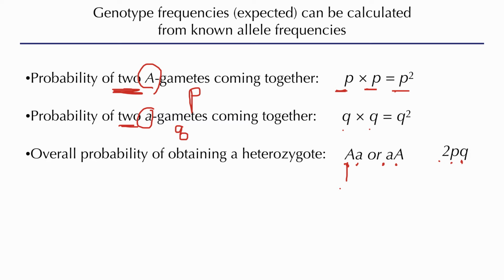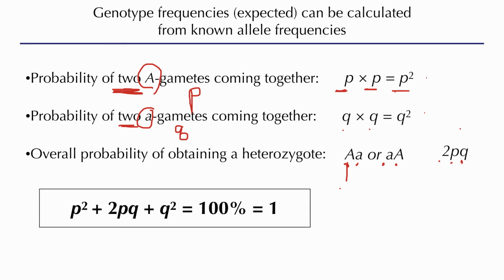So in the end, the frequency of each genotype should all add up to 1, and so we get this equation: p squared, the frequency of the homozygous dominant big A, plus 2pq, the frequency of the heterozygote, plus q squared, the frequency of the homozygous recessive little a, equals 100% of the genotypes, which would be equal to 1. So this is our second equation. This is our genotype equation.